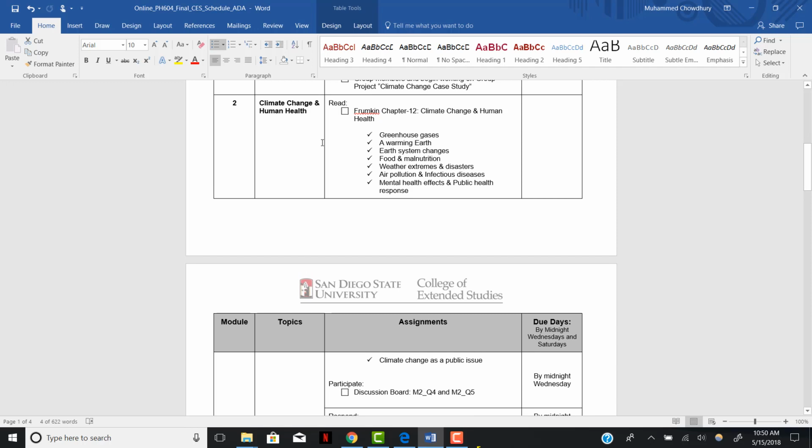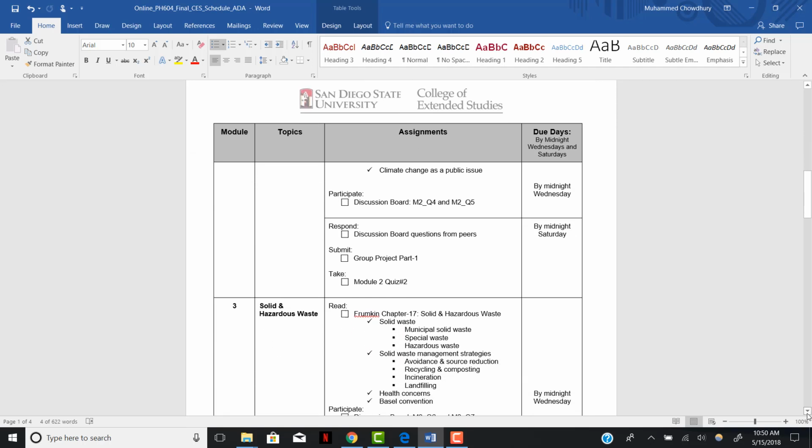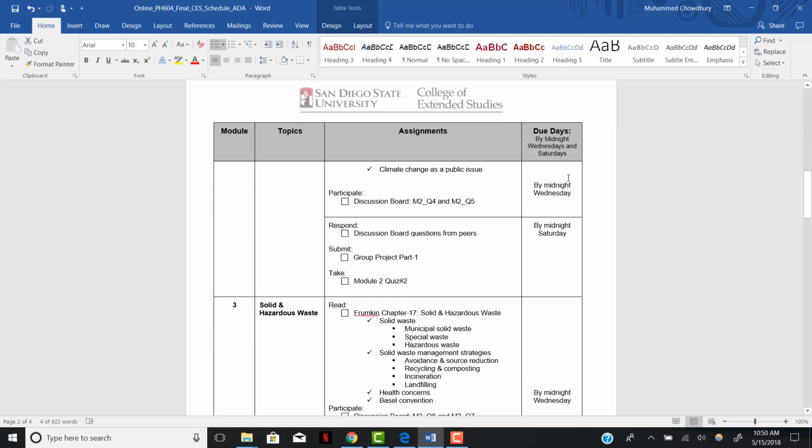Module 2, which will be in your second week of class, will delve into the topic of climate change, which is chapter 12. And that will be the main focus. By Wednesday of that week, you should complete discussion board questions 4 and 5. And by Saturday of that week, you should respond to any additional questions that your peer may be asking in the discussion board, as well as complete your part 1 group project and quiz 2 of your module 2.